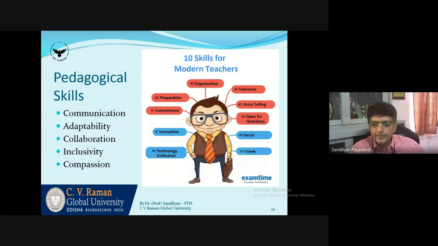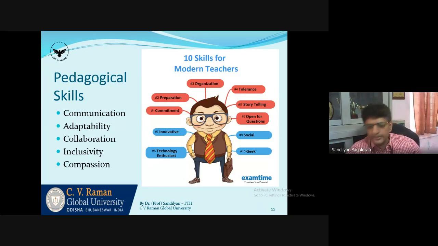You need to have commitment. You need to be innovative. You cannot just come and have the routine practice of showing a PowerPoint, giving a lecture. It will be boring. You must be in line with technology. Start loving technology. Keep learning. Keep practicing. You must be well organized. You must have a lot of tolerance.